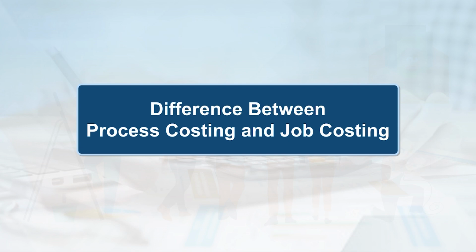Let us understand the difference between process costing and job costing. First point of difference is stages. Under job costing, cost of each job or batch is ascertained. It has nothing to do with the time taken and stages of completion. Whereas under process costing, there are no separate jobs or batches and no cost of each job or batch is determined. Here, production is divided into distinct stages and cost of each stage is ascertained.